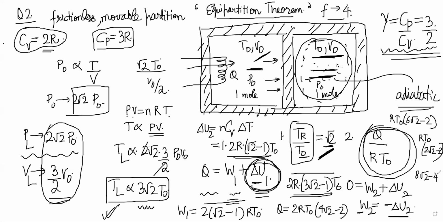Okay, so 4 can be taken common. It is 2 root 2 minus 1 into 4, right? Q by RT naught. Yes, sir. Okay, that is the answer. 4 times 2 root 2 minus 1.